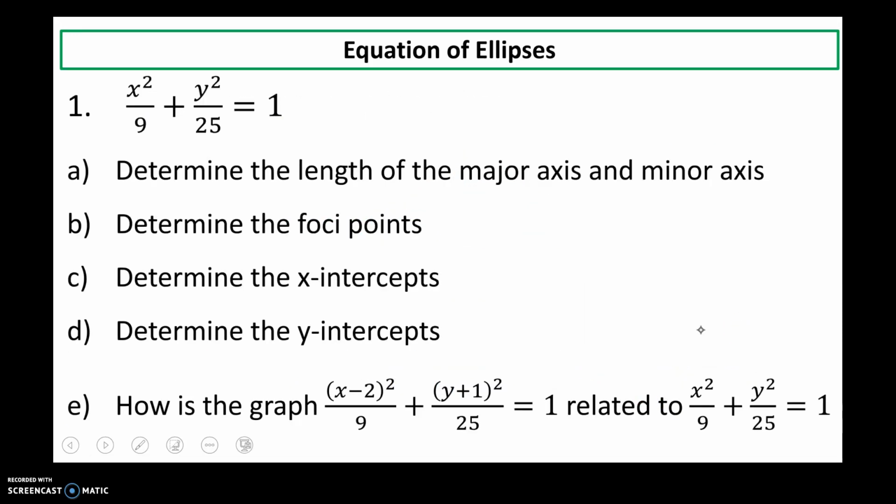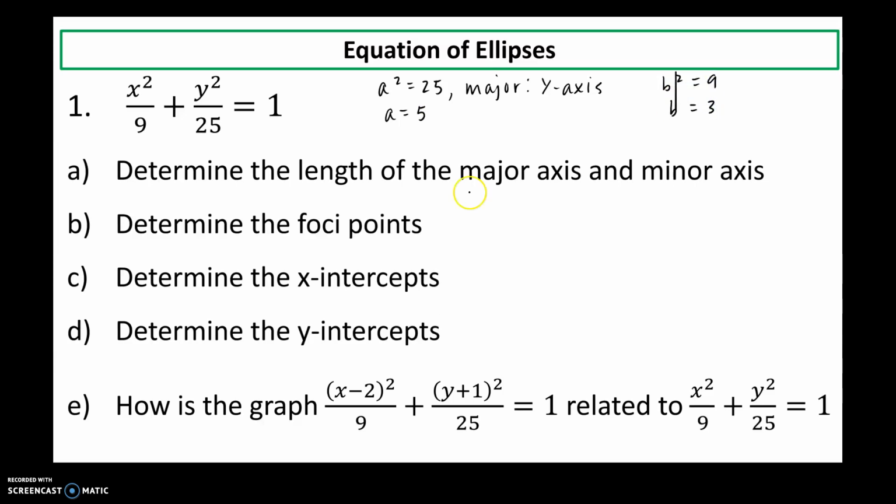All right, so determine the length of the major and minor axes. So when I look at this, a squared is always the bigger number. A squared is equal to 25, the bigger denominator. Not only is a squared equal to 25, it's underneath my y. So I know that my major axis is my y-axis. Okay, so if a squared is equal to 25, a is equal to 5. B squared is equal to 9, so b is equal to 3.